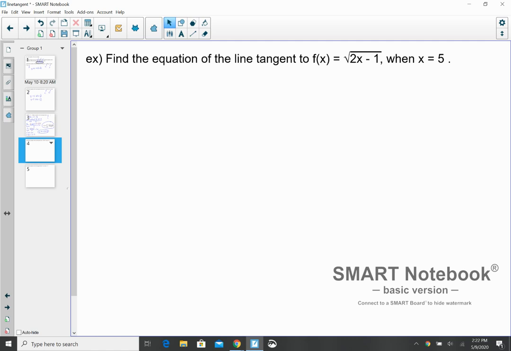So we have the x value. Let's do the easy work here. Let's get the y value first. So the y value is just going to plug 5 into that. So what's the square root of 2 times 5 minus 1? Well, that's going to be square root of 9, so that's going to be 3. All right. That's the easy part. Now comes time for the fun part.